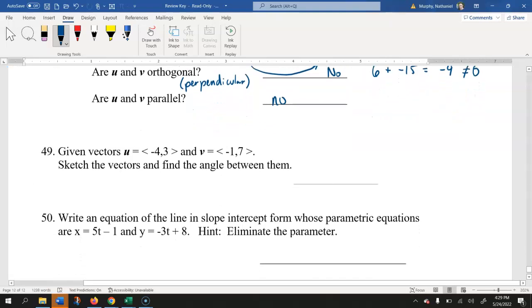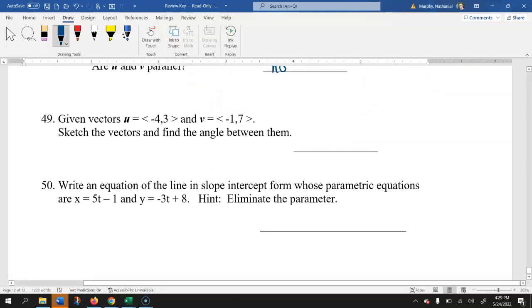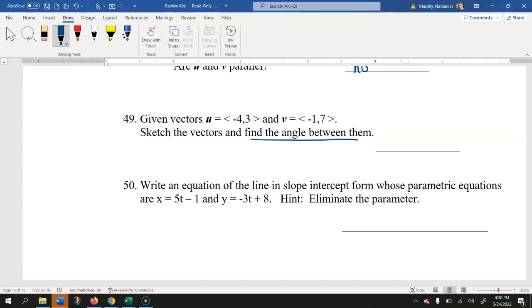All right, let's look at number 49. I'm not so worried about sketching them. I just want to find the angle between them. So let's figure out what that angle between these two vectors would be. That's where we're going to have to use the inverse cosine of the dot product divided by the magnitude of the two vectors. So let's start with the dot product. Just like we did before, we're going to multiply these values and add them together. So negative 4 times negative 1 is a positive 4. 3 times 7 is 21. So we get 25 as the dot product here.